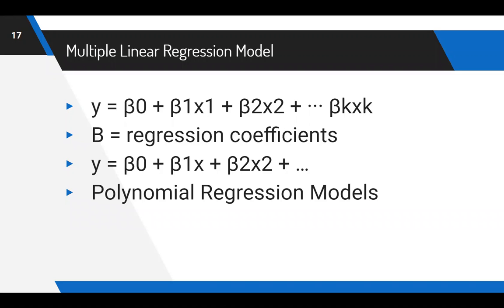And furthermore, you could also have polynomial regression models. For example, different variables may have a different relationship with the dependent variable. Some variables have a linear relationship, and some variables have a quadratic or non-linear relationship.